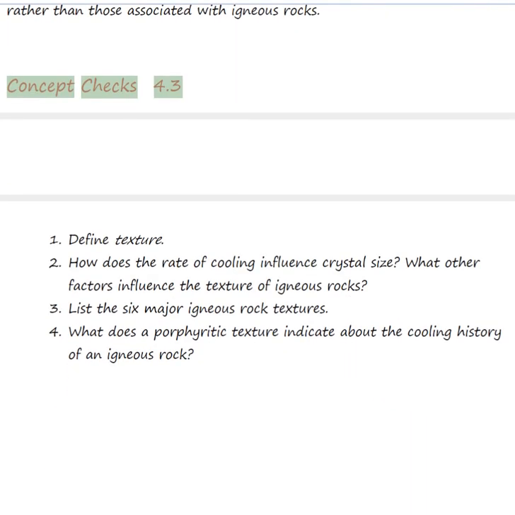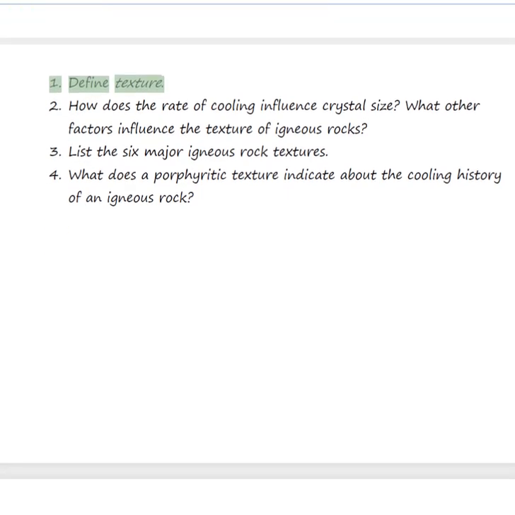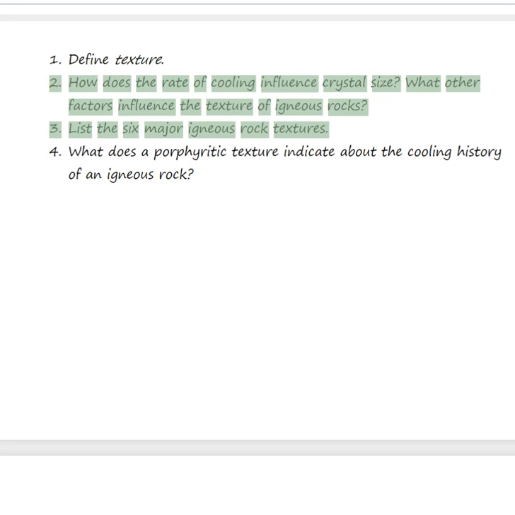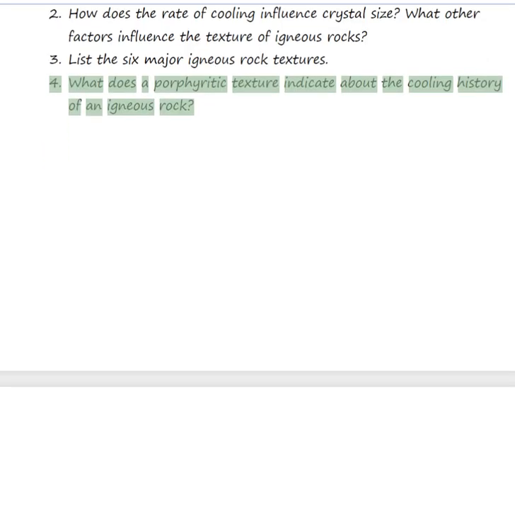Concept checks 4.3. 1. Define texture. 2. How does the rate of cooling influence crystal size? What other factors influence the texture of igneous rocks? 3. List the 6 major igneous rock textures. 4. What does a porphyritic texture indicate about the cooling history of an igneous rock?